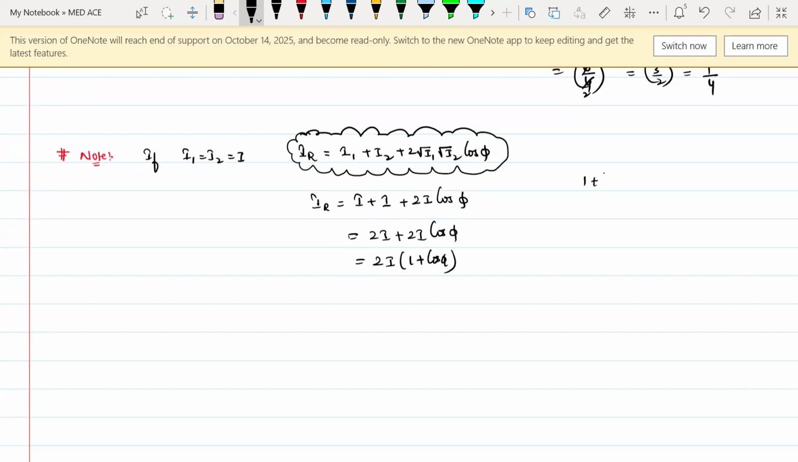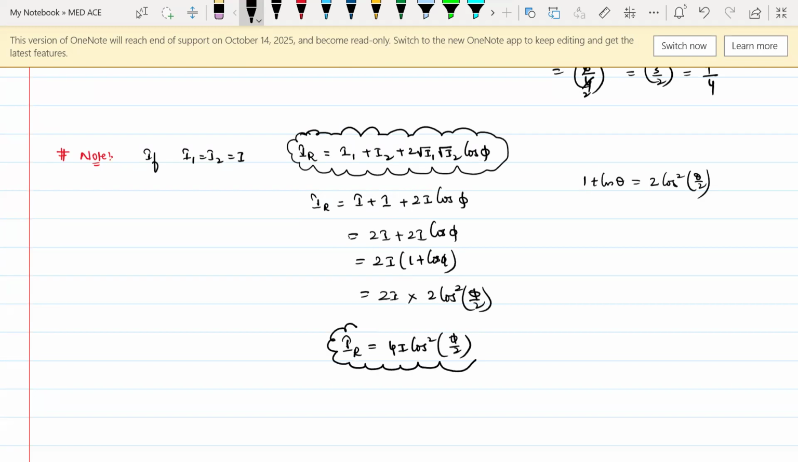And you know this formula: 1 plus cos theta is equal to 2 into cos square theta divided by 2. So this can be written as 2I into 2 into cos square phi divided by 2. 2 into 2 will become 4. So it is 4 into I into cos square phi divided by 2. This will be the resultant intensity. Very important formula to be remembered. If intensities are same, the resultant intensity can be written as IR is equal to 4I into cos square phi divided by 2.